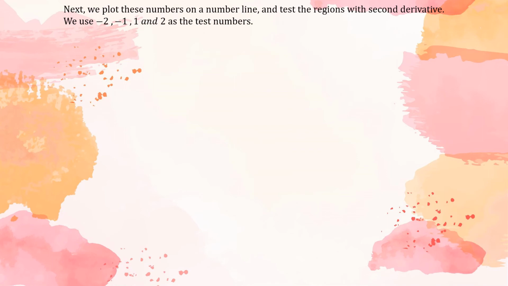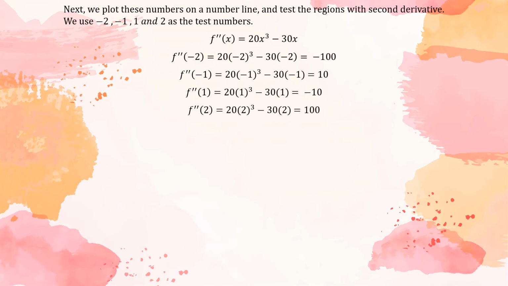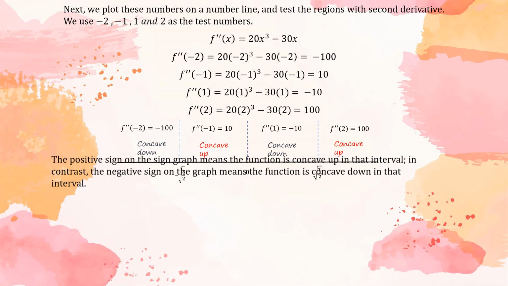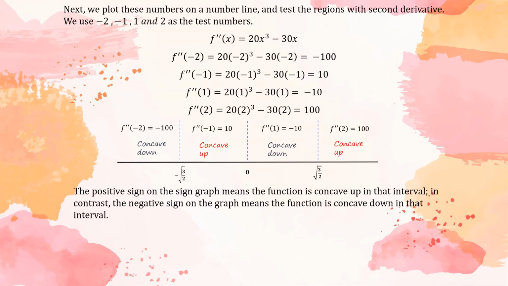Next, we plot these numbers on a number line and test the regions with the second derivative. We use negative 2, negative 1, 1 and 2 as the test numbers. Then, we substitute the test numbers into the second derivative of the function. The positive sign on the sign graph means the function is concave up in the interval. In contrast, the negative sign on the graph means the function is concave down in the interval.